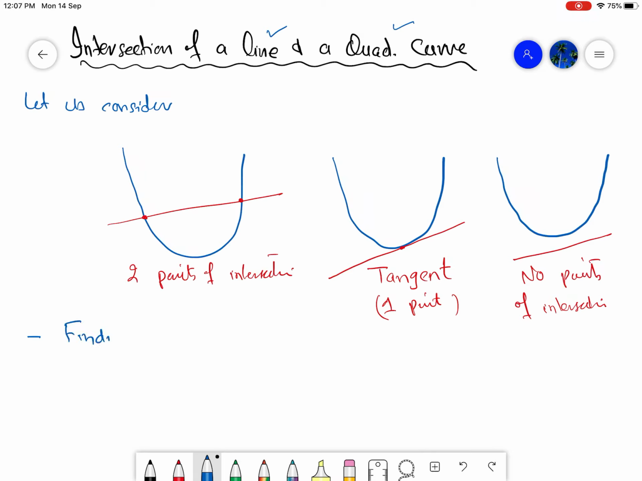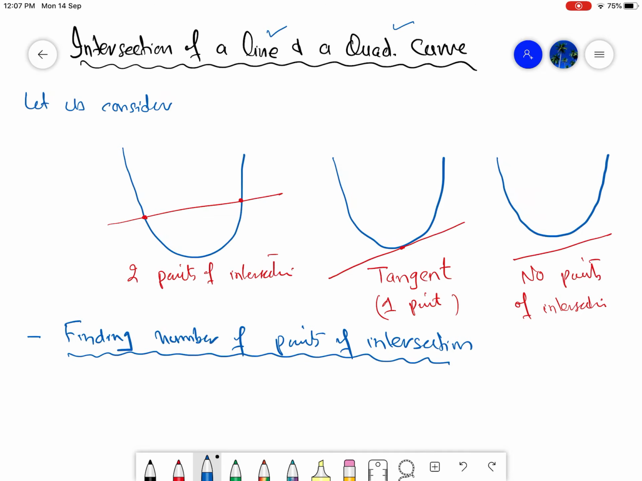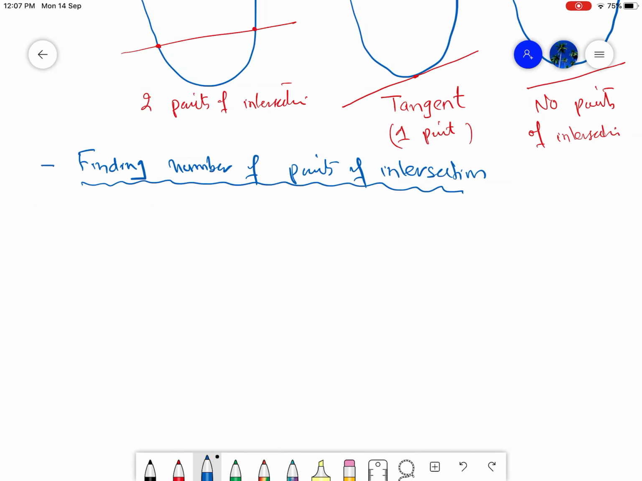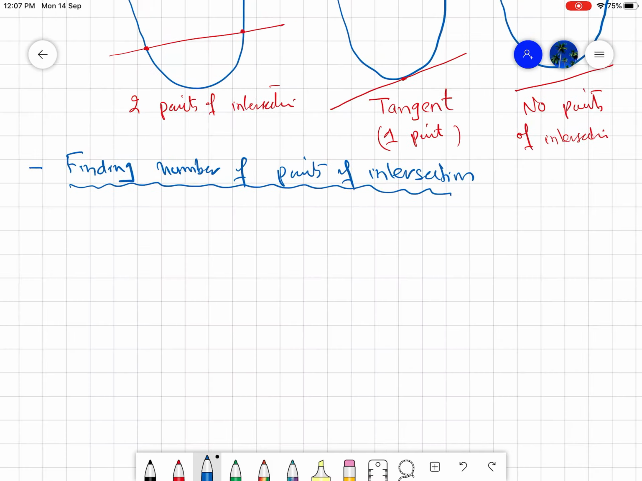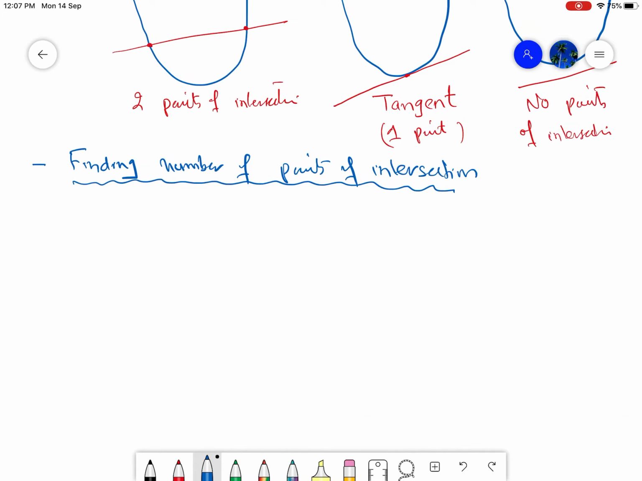So, finding the number of points of intersection between a curve and a straight line. Yesterday we discussed the discriminant of a quadratic curve or quadratic function, and here also we'll use the discriminant again to decide how many points of intersection there are between a straight line and a quadratic curve.